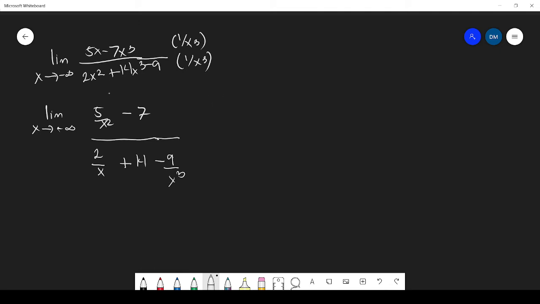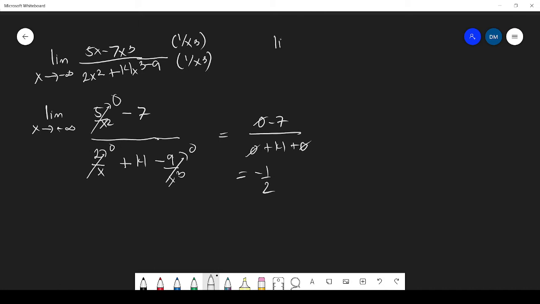Now, we can evaluate this na. Since magkakaroon tayo ng division by a very large number, this will be equal to 0. This will also be equal to 0. And this will also be equal to 0. So, ang matitira na lang is 0 minus 7 over 0 plus 14 plus 0. So, wala na itong mga to. Ang matitira is negative 7 over 14. That's negative 1/2.